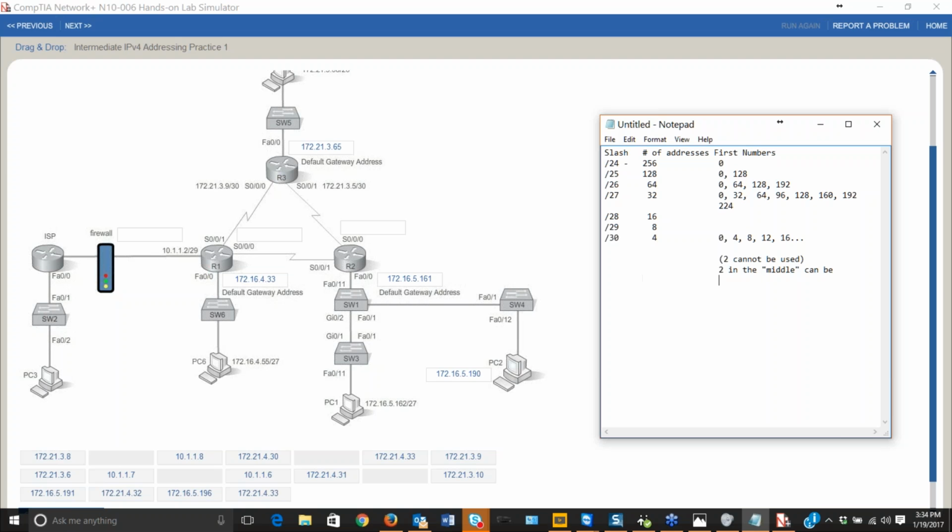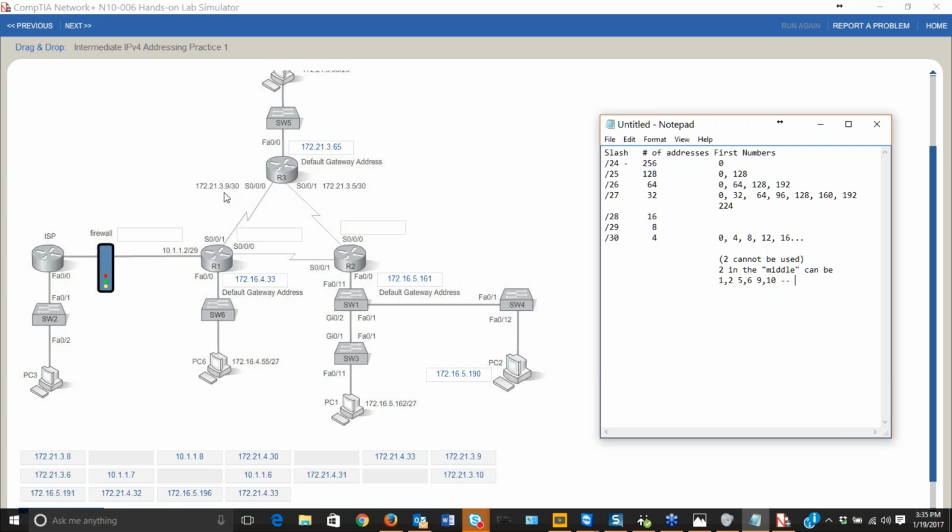So what do I mean by that? Well, yeah, Paul's starting us. So 1 and 2 can be used, 5 and 6 can be used. Yeah, exactly. 9 and 10 can be used, etc. All right, now let's get back over here. The reason they do slash 30s on networks is to preserve IP addresses. A lot of times when you're seeing just 2 routers connected, you'll be seeing a slash 30.